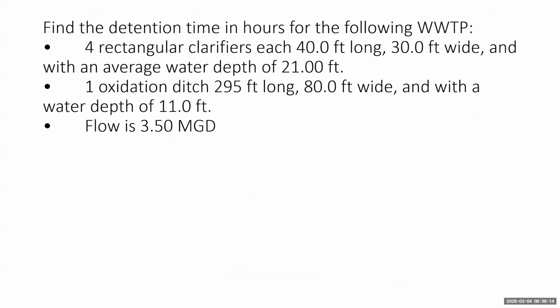It's very much the same problem. It just takes a little bit longer to get there. And you might see something like this. So this is saying, find the detention time in hours for the following wastewater treatment plant. The plant has 4 rectangular clarifiers that are each 40 feet long, 30 feet wide, and an average water depth of 21 feet. And 1 oxidation ditch that's 295 feet long, 80 feet wide, and with a water depth of 11 feet. The flow is 3.5 million gallons per day.